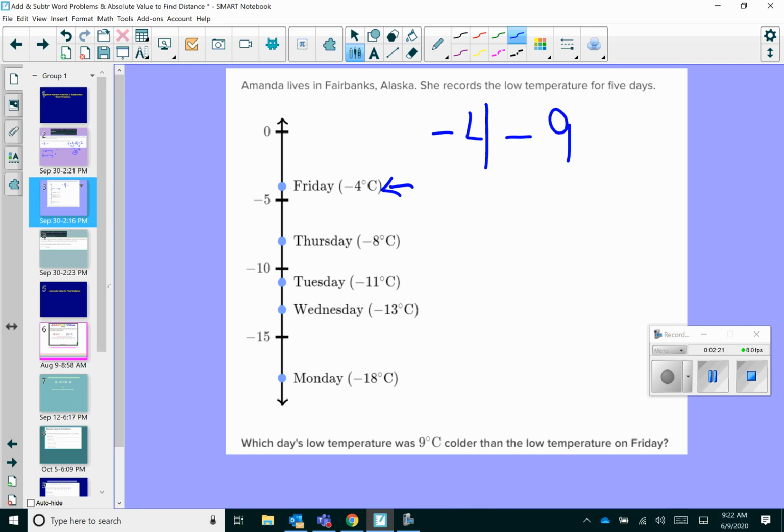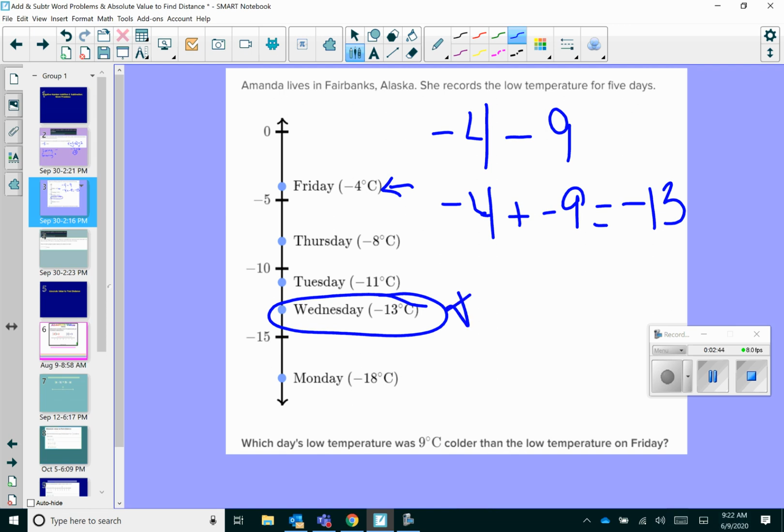So minus 9. Now we have to follow our rules for subtraction. I'm going to keep, change, change. This becomes negative 4 plus negative 9. Now I have same sign, so I'm going to add and keep. 9 plus 4 is 13, and I'm going to keep my negative. So which day was negative 13 degrees? Wednesday. So that would be your answer. Which day's low temperature was 9 degrees colder? That would be Wednesday.